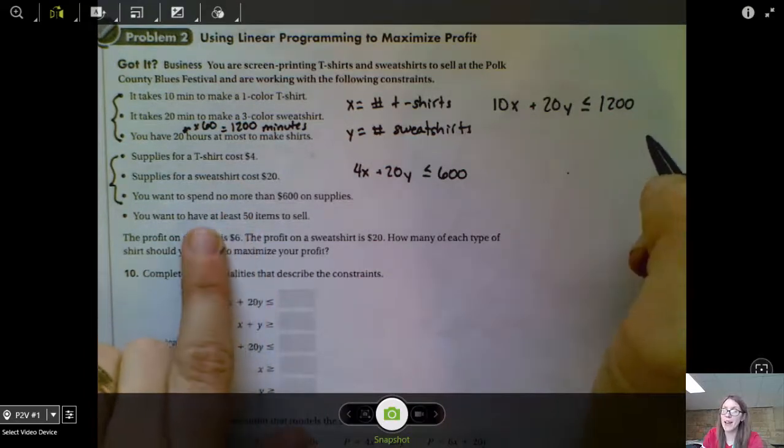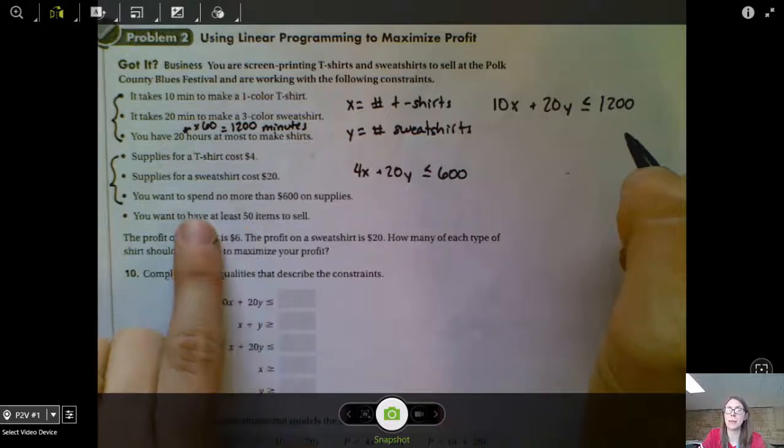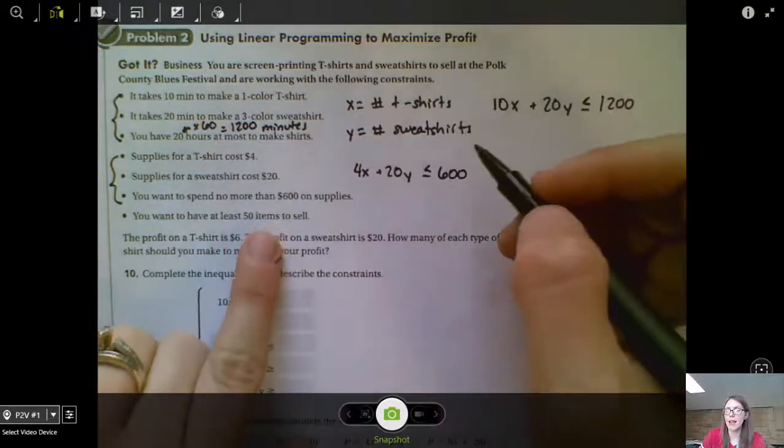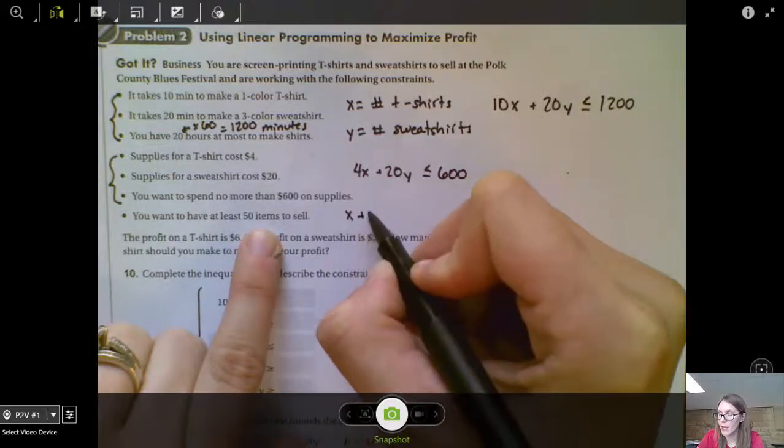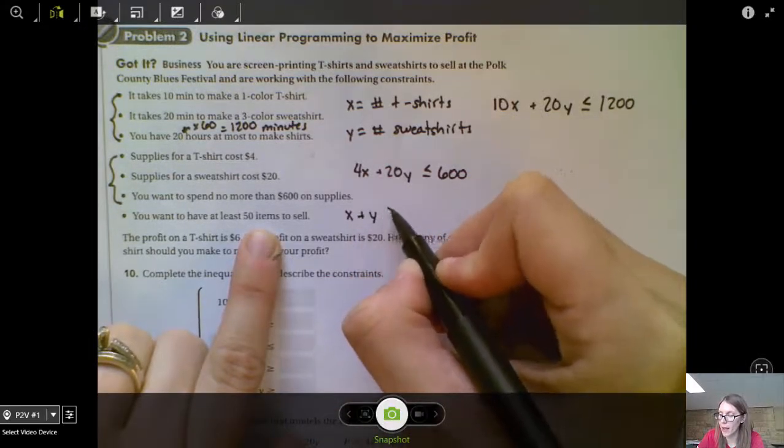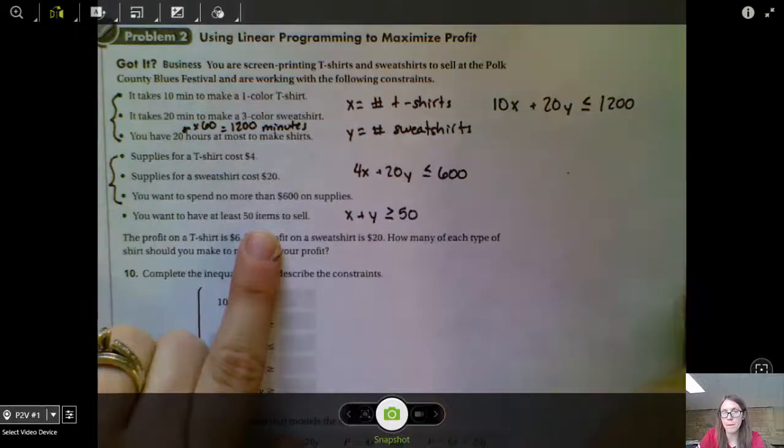And then it says we want to have at least 50 items to sell. This piece kind of stands alone. At least 50 items. That would include the number of t-shirts and the number of sweatshirts. X plus Y greater than or equal to 50.